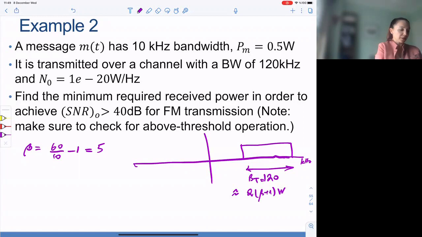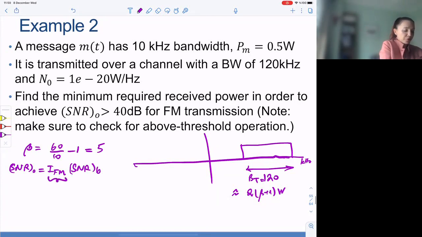All right. So with that, what else can we do? What else is known? SNR_O is specified as 40 dB. Well, we know that SNR_O is given by the figure of merit multiplied by SNR_B.